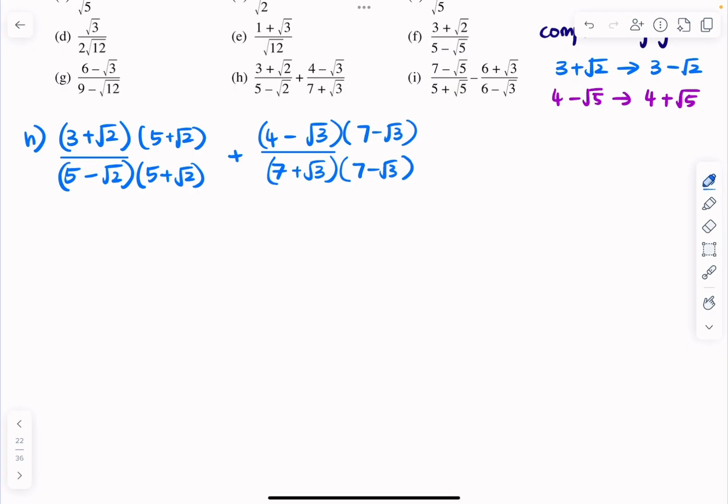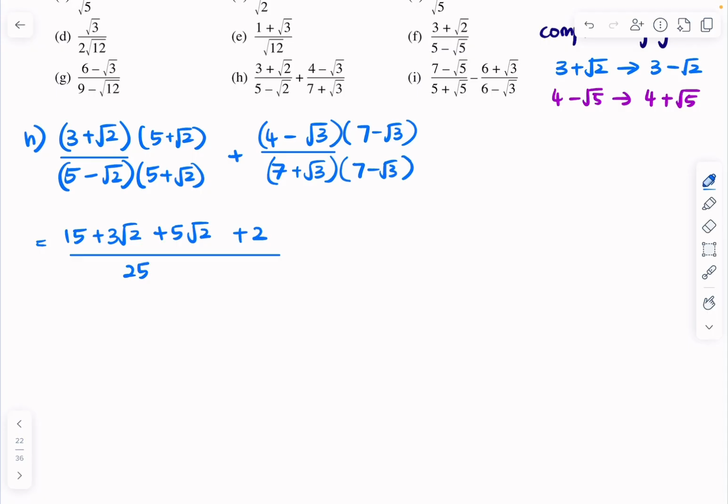It's a lot of expanding. Let's go. 3 times 5 is 15. 3 times 2i is 6i. And then 5i. i times 2i is just 2i squared. Over the bottom one, we use our shortcut, so it's just 5 times 5, and then 2i times 2i is just 2, so minus 2. This side, 4 times 7 is 28.